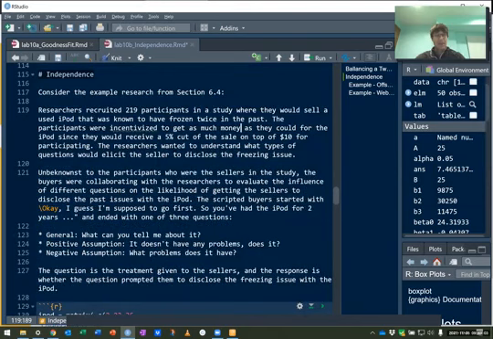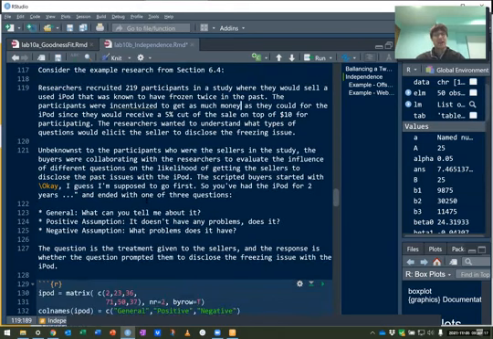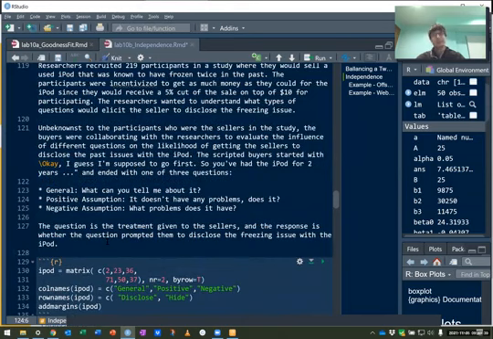The buyers, unbeknownst to the sellers, are collaborating to evaluate the likelihood of different sellers to disclose the past issues. There are 3 different questions the buyers ask. The general question: what can you tell me about the iPod? The positive assumption: does it have any problems? Or the negative assumption: what problems does it have? Which one do you think is going to lead to the seller disclosing the problem with freezing?